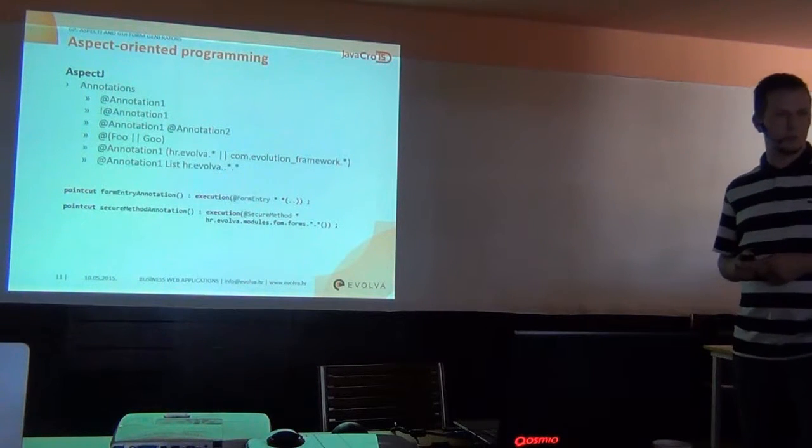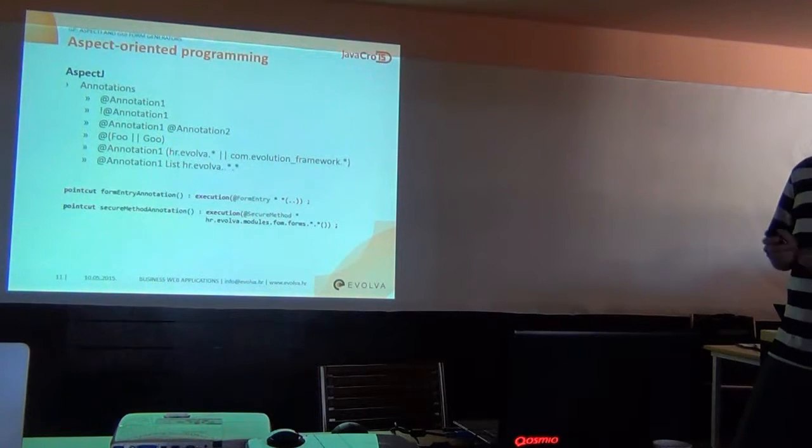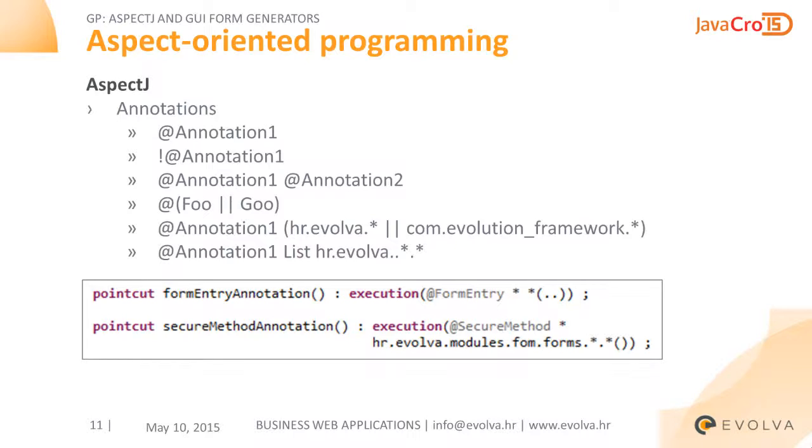Annotations become quite useful when working with AspectJ because they allow us to easily mark certain parts of code. When we define some kind of pointcut, we can use an annotation. Here we can say that we want to match a function that has an annotation, doesn't have an annotation, has two annotations, one or the other, etc.